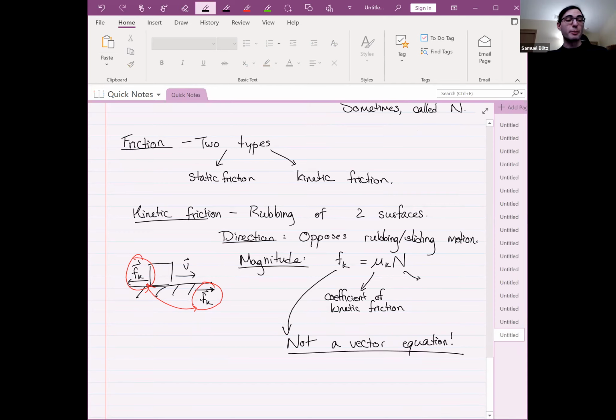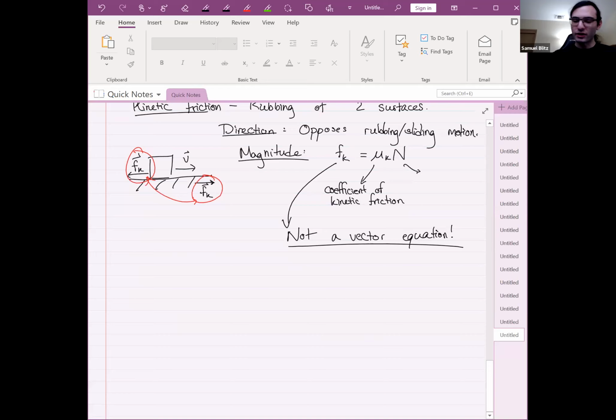This is just an equation about magnitudes. All right, last thing that we'll cover today is static friction, which is just the slightly more confusing younger brother of kinetic friction. And so static friction is just a reactive force, like the contact force, that acts to prevent touching objects from starting to move relative to one another.